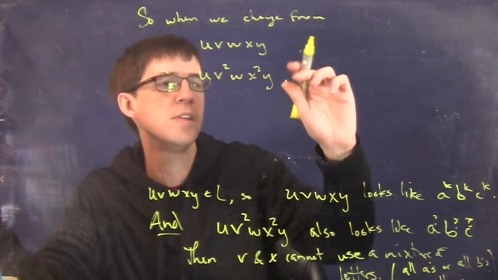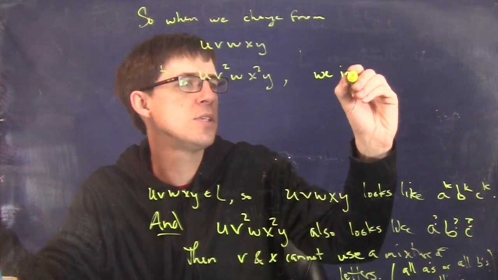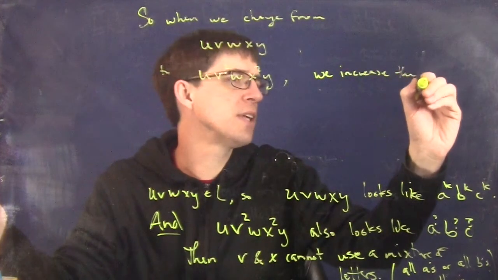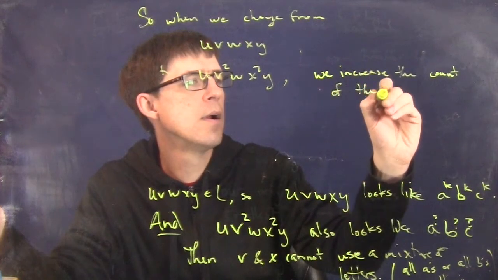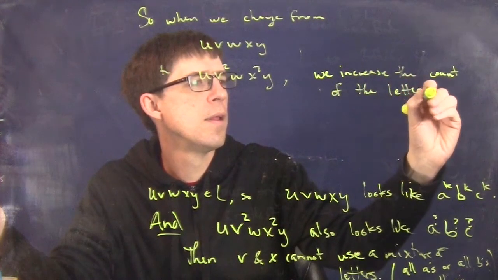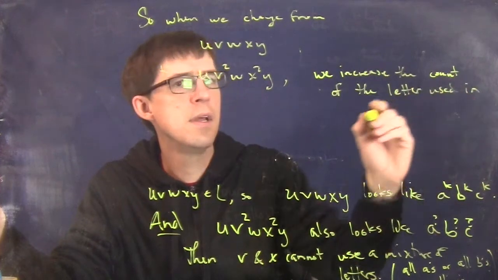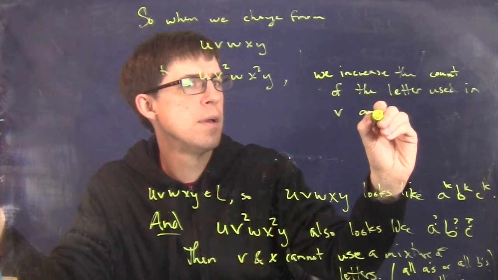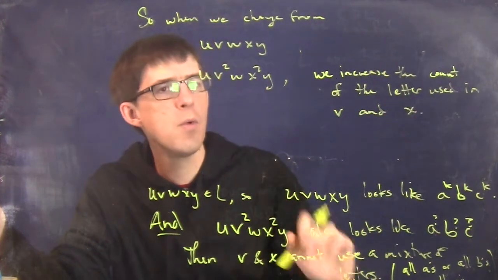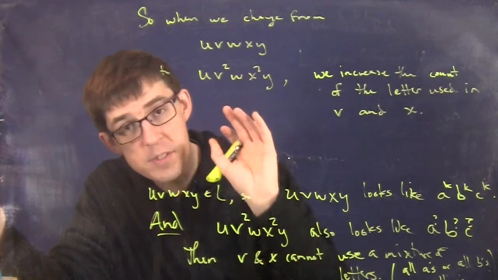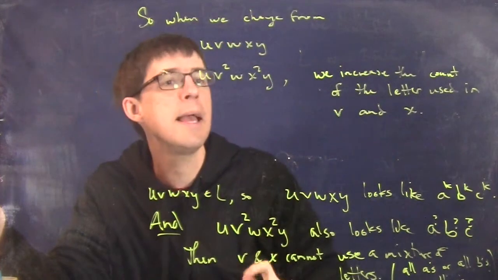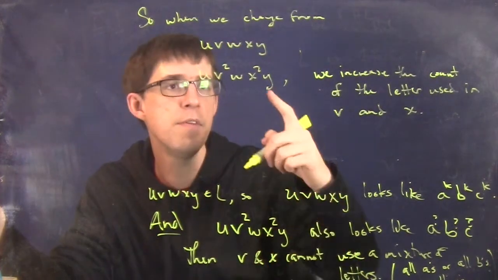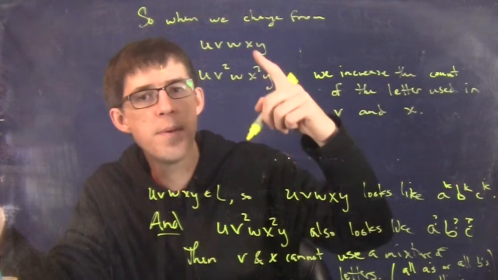So when we change from this to this, we increase the count of the letter used in V and also in X, right? Whatever letter V is made up of, we have more of them now than we used to. And same for the X. Whatever the letter X is using, we now have more of them than we used to.